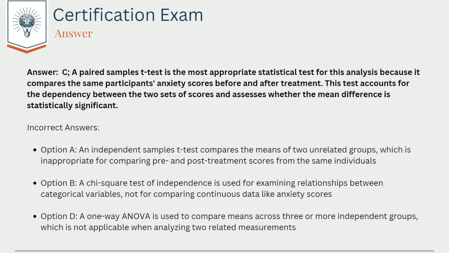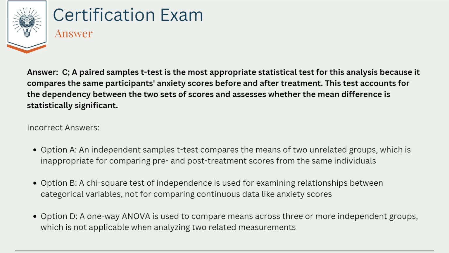In this case, the researcher is measuring anxiety levels in the same participants before and after a CBT program. Because the data are normally distributed, the paired samples t-test is the most appropriate choice to analyze whether that CBT effectively reduced the anxiety. Now let's discuss why the other options don't quite fit. Option A, this test compares the means between two separate unrelated groups, but our study measures the same group before and after therapy, so this doesn't apply.